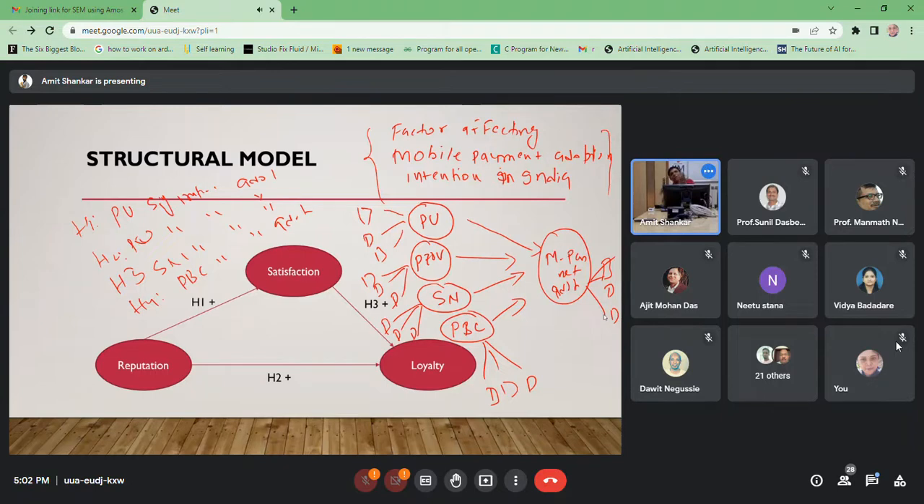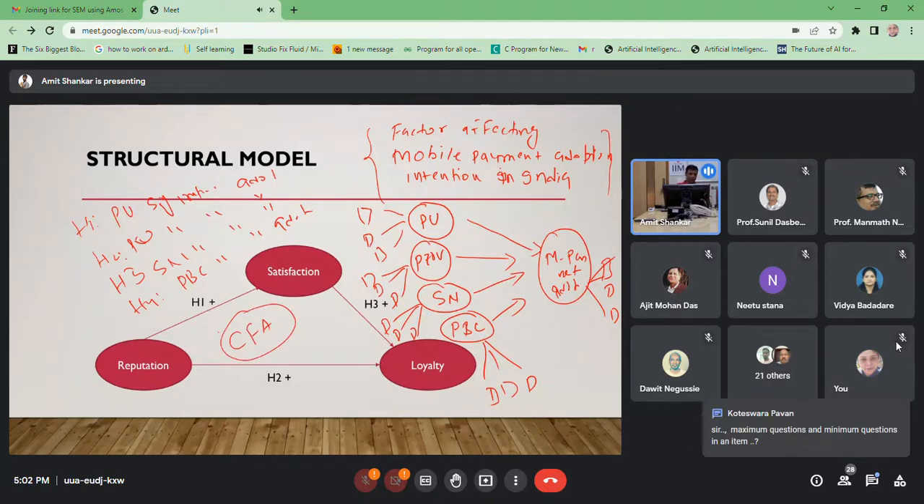Once data collection is done, the first thing I have to check is whether these 3 items or 3 questions which I have asked to measure perceived usefulness are reliable and valid or not. That is my first question. For that we need to run confirmatory factor analysis. There is no maximum or minimum number of questions, but for being latent, minimum should be 2. Maximum, there is no limit.